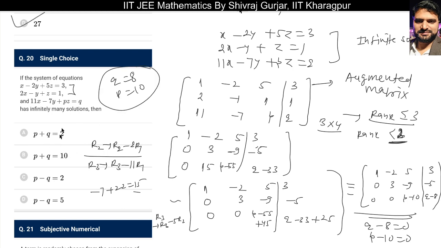Now see, p plus q is 18. So this is not true. p plus q is 18, not true. p minus q is 2, so c is the answer. I will sign over. Questions of this type are easier to do with the augmented matrix rather than the Cramer's rule. That will take a bit more time.